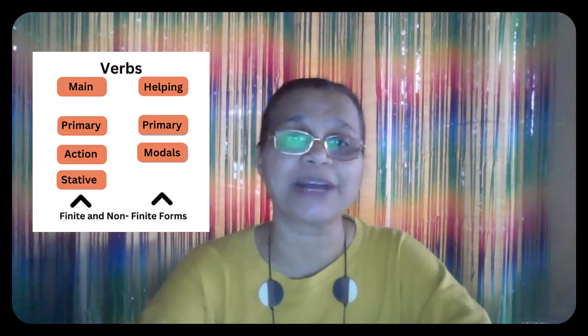After primary verbs come action words. Action verbs are like run, jump, eat, play, write, dance, think. All those are action words. So we can say he runs fast, they play pickleball, she dances like a peacock, he studies in the library. These are all action verbs.